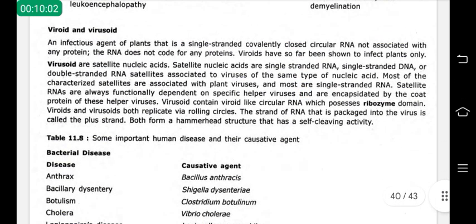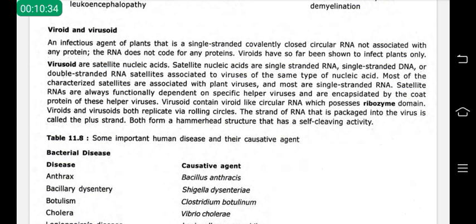Viroid and virusoid. A viroid is an infectious agent of plants that is a single-stranded covalently closed circular RNA not associated with any protein. The RNA does not code for any proteins. Viroids have so far been shown to infect plants only. Virusoids are satellite nucleic acids. Satellite nucleic acids are single-stranded DNA or RNA, and double-stranded RNA satellites associated with viruses of the same type of nucleic acid. Most of the characterized satellites are associated with plant viruses.